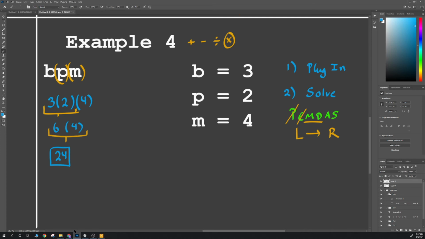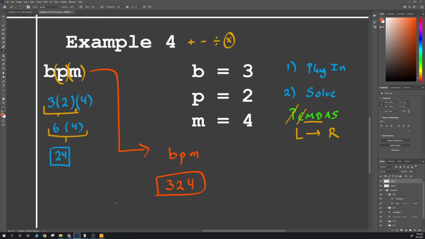24. Now let me show you one more time what not to do. Some people will see this BPM, which stands for beats per minute, by the way, when you're talking about music, or heartbeats. BPM. And they'll say to themselves, sweet, okay, this is really easy. There's no addition, subtraction, multiplication, or division. All I have to do is plug these numbers in. Okay, B is 3, P is 2, M is 4. My answer is 324.